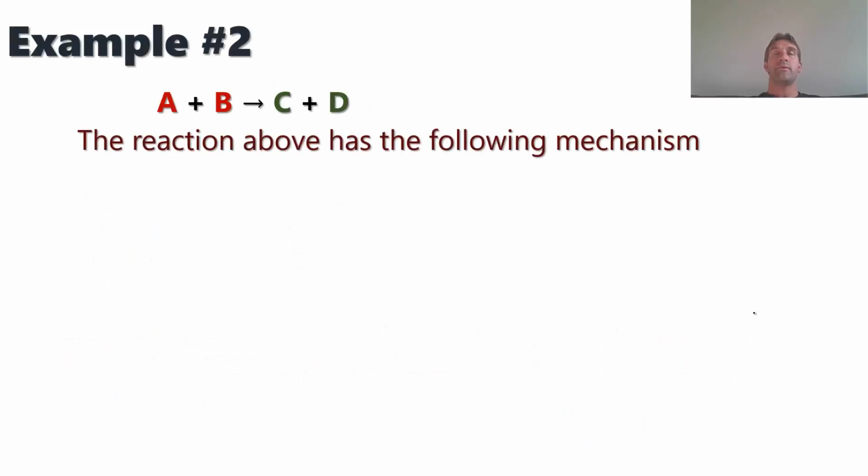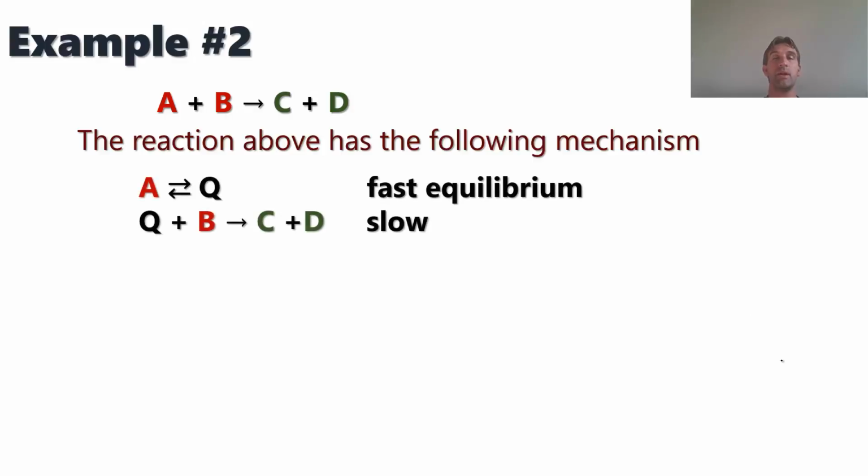Here we have another example. In this case, our overall reaction is A plus B makes C plus D. Now the mechanism that we're going to put in here is showing a fast initial step followed by a slow rate determining step. Well, something is a little bit different in this situation.